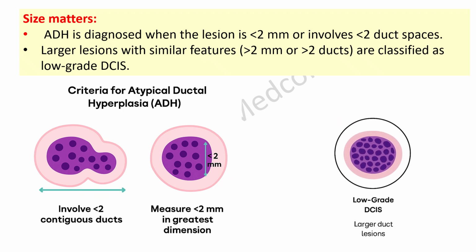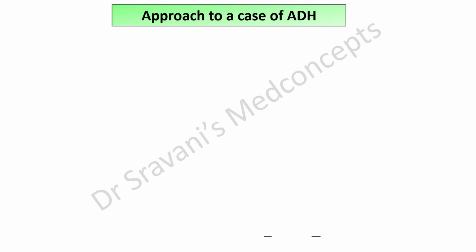When it involves greater than 2 mm and greater than 2 contiguous duct spaces, we'll call it low-grade DCIS. Otherwise, all other architectural patterns, morphology, everything is the same. Only the size matters, differentiating ADH from DCIS. How should we approach a case of ADH?